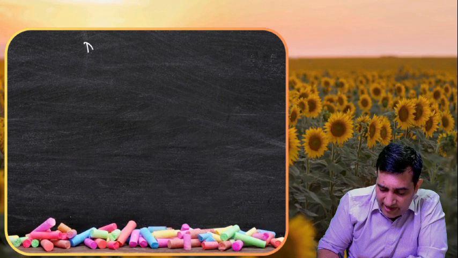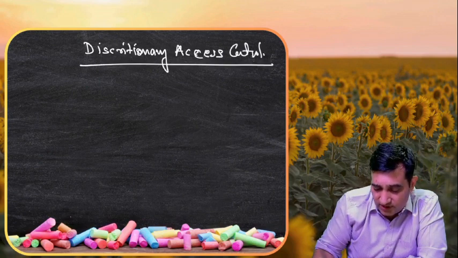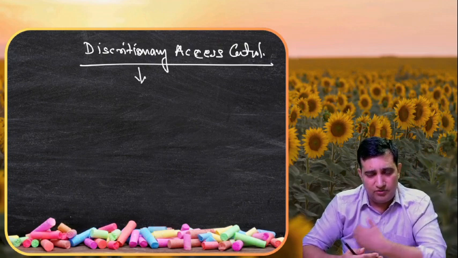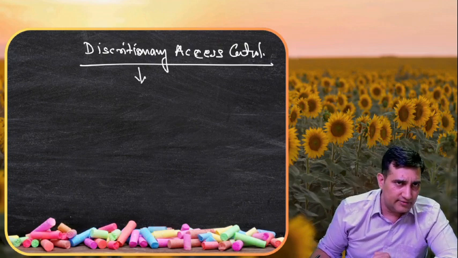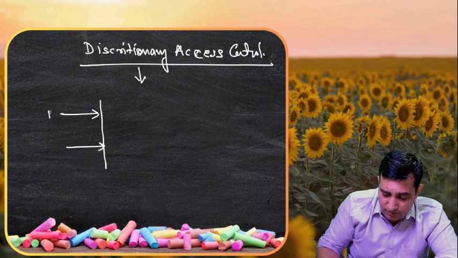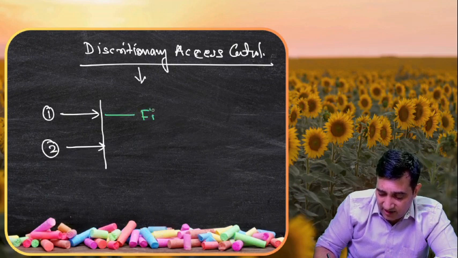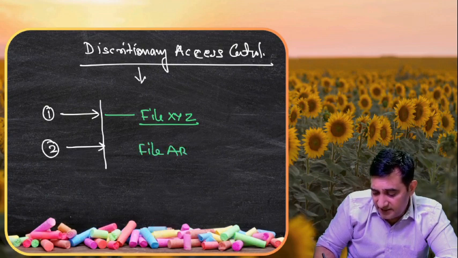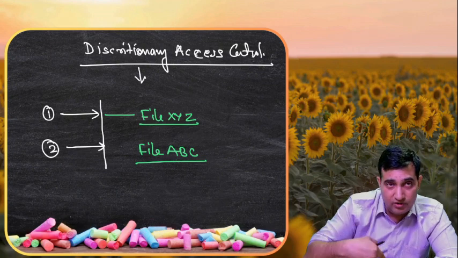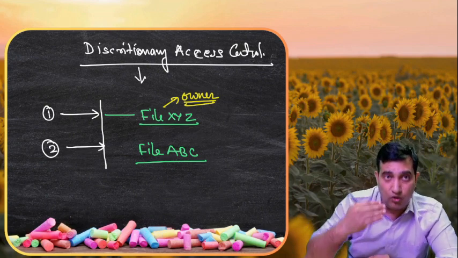Then there is also something called discretionary access controls. Now these kinds of controls are based on a thought process that we are going to trust the user. Let's say there is a system and there are two users logged in on top of it, number one and number two. Number one has created a file, let's say XYZ, and number two has created a file, let's say ABC. Then it is at the discretion of that particular user, because he is the owner of that file. So a creator automatically becomes the owner of that particular file.